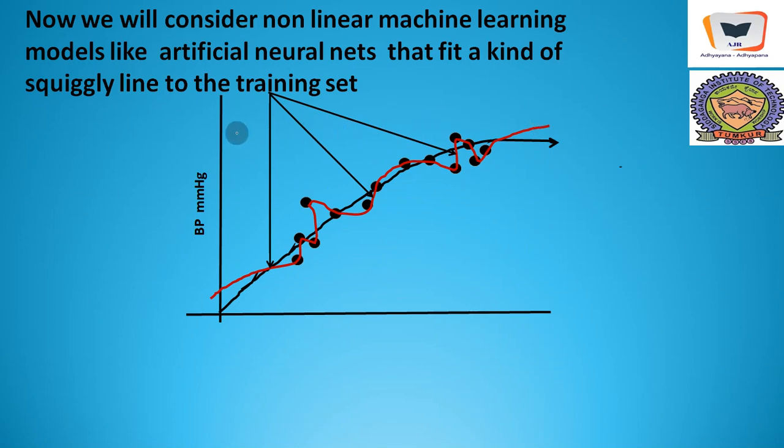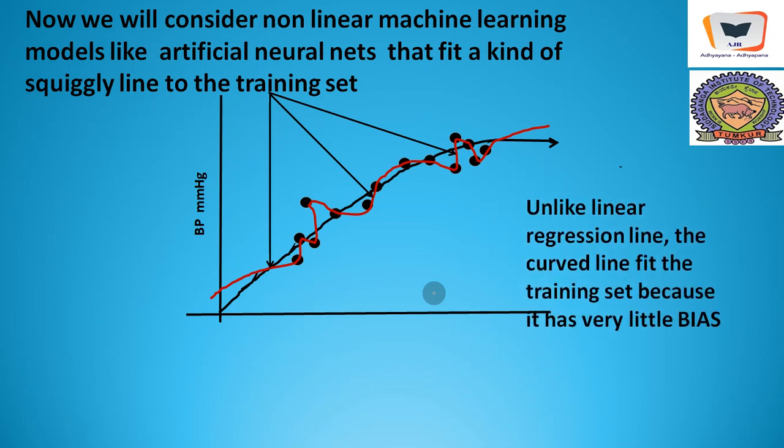which looks something like this, which passes through all the points, and such a line is a squiggly line due to its undulating variations. It passes through all the points, and remember, we are using the training set. Unlike the linear regression line, the curved line fits the training set because it has very little bias. Now the ANN model is said to possess very minimum bias, because it is able to fit the given training set of data very well.